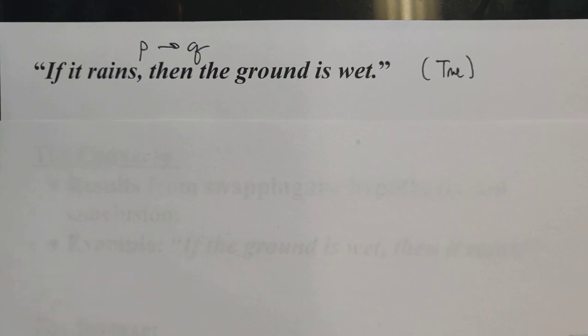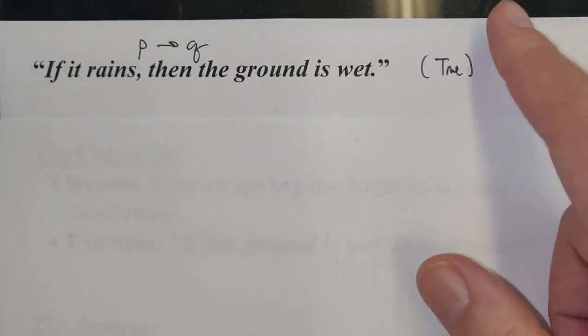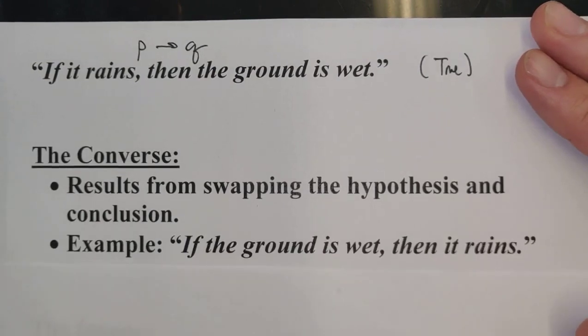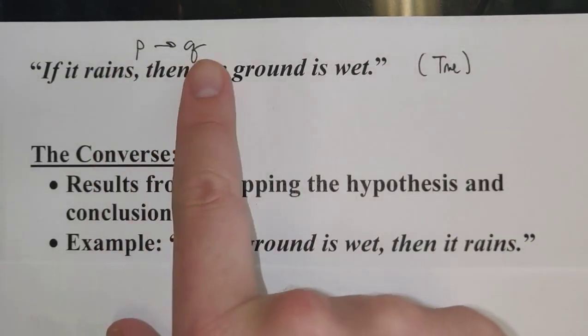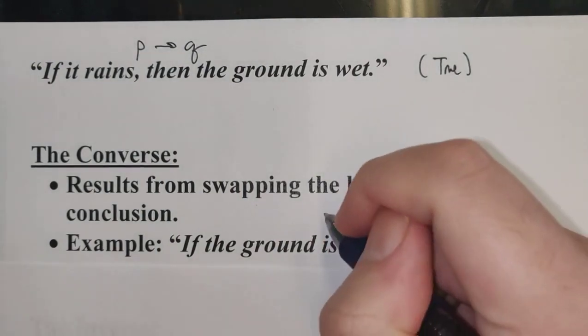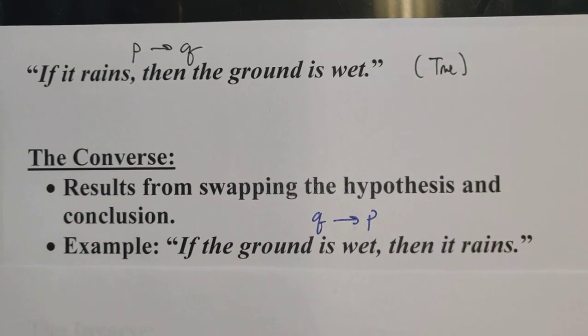So one of the simplest things we can do is switch their order. We can swap the order of the antecedent and consequent and make Q implies P. So instead, it will be something along the lines of if the ground is wet, then it rains. And this is known as the converse. So with our original statement, P implies Q, our converse is now Q implies P. Okay? So it switches the order of the antecedent and the consequent here.